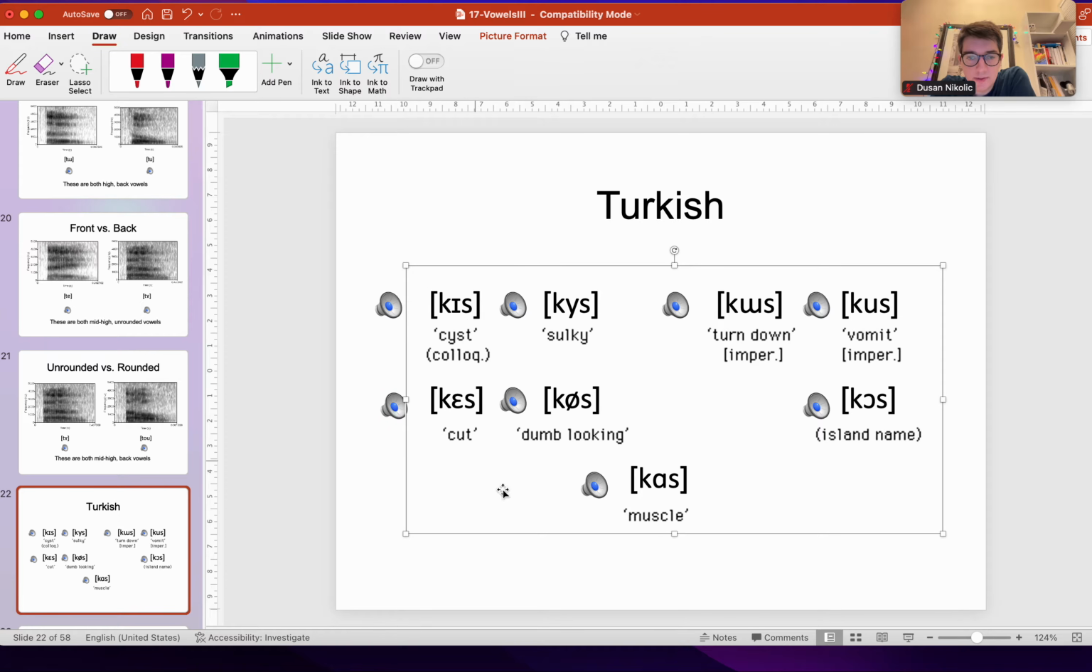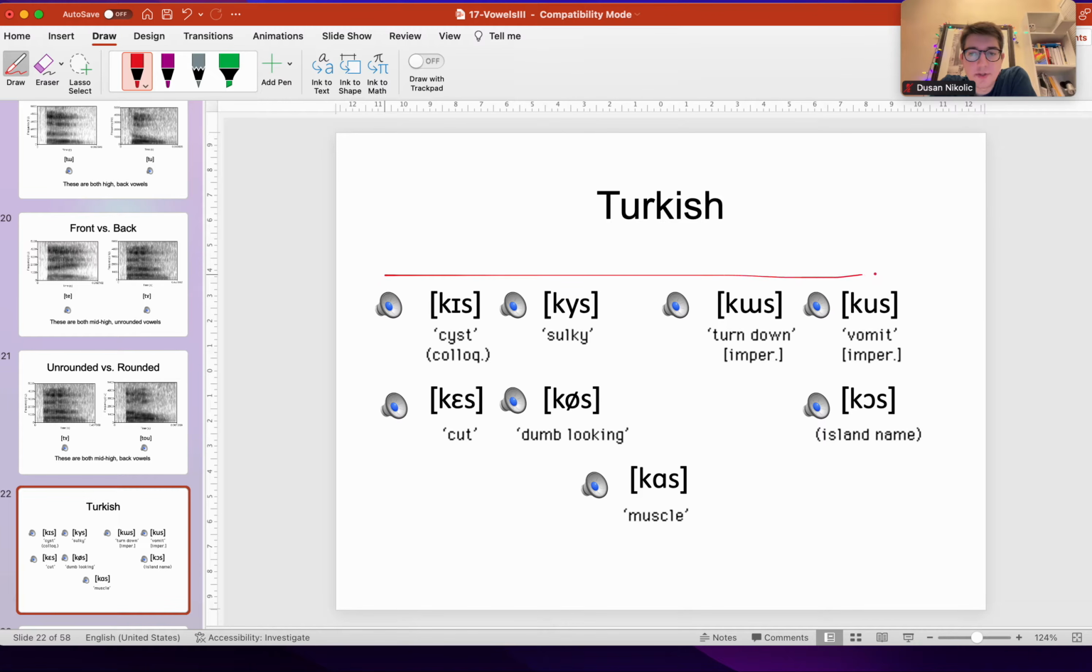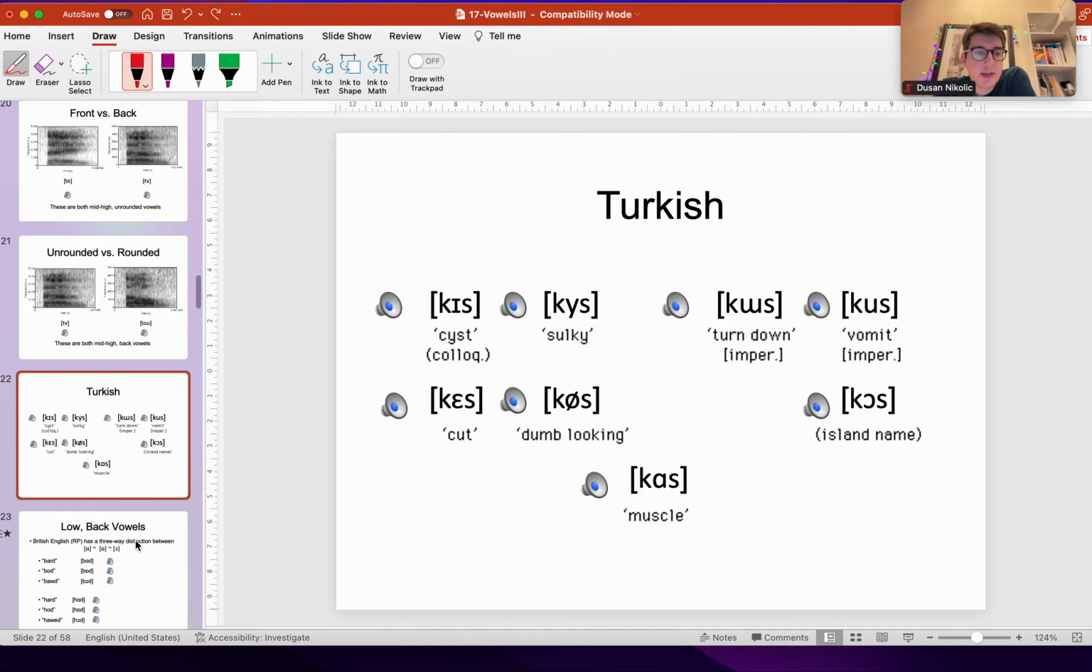And you can see that they were presented in a way that resembles a vowel chart, right? Something like this. Yeah, that would be the resemblance. And this is what Turkish has. So pay attention to those.